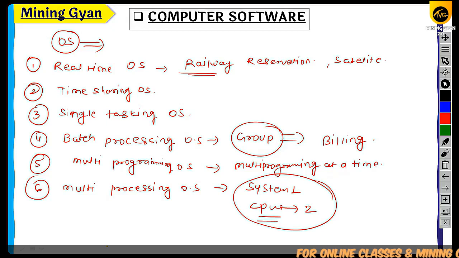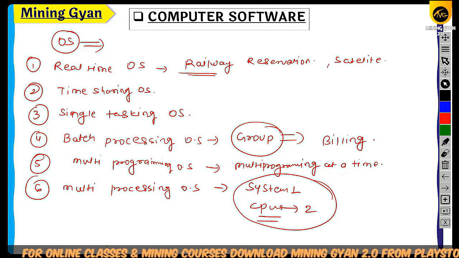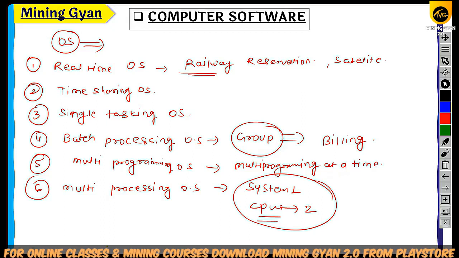Okay, so these are the six different categories of operating system: real time, time sharing, single tasking, batch processing, multi-programming, and multi-processing operating system, which all belong to the type of processing or type of programming performed by these operating systems. Okay, so there are six types of operating system according to the mannerism.